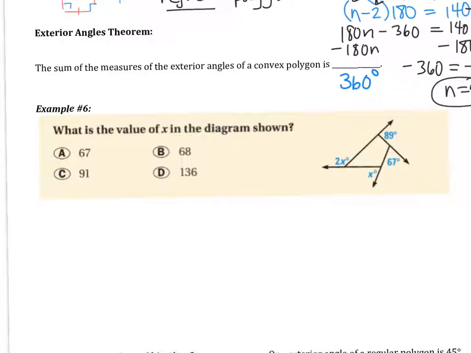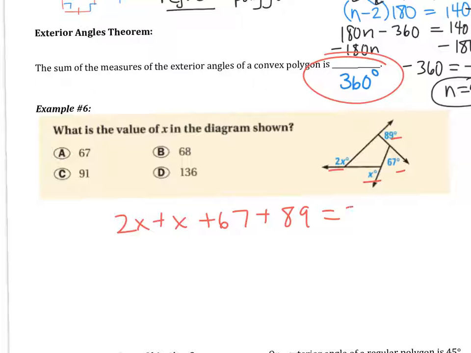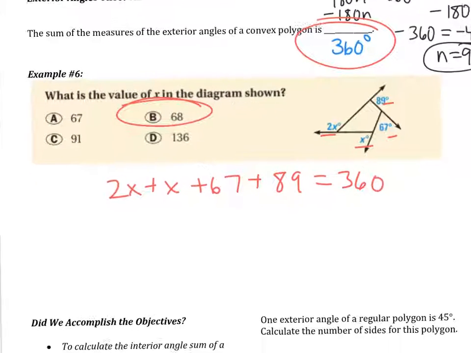Okay, in example 6 here, to find the value of x, they give us the 4 exterior angles. What's the sum of those 4 angles? 360 degrees. We just said the sum is equal to 360 degrees. So 2x plus 67 plus 89 equals 360. Solve for x. Tell me what you get. Anybody need help getting 68? We're good?